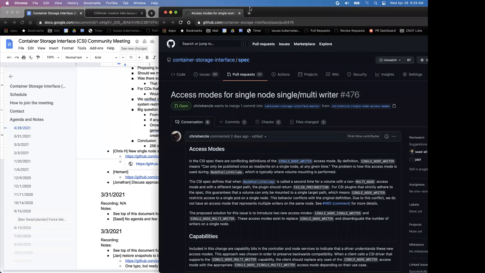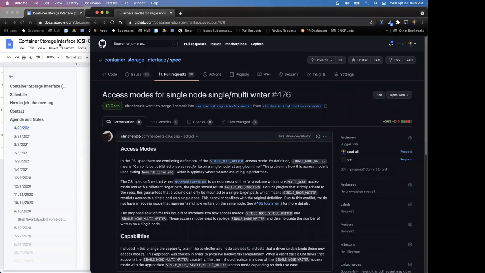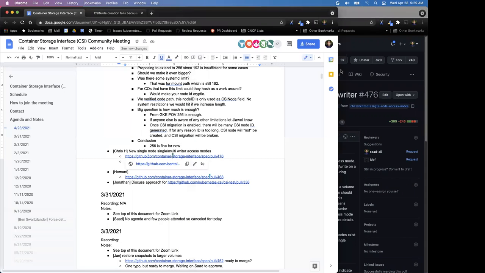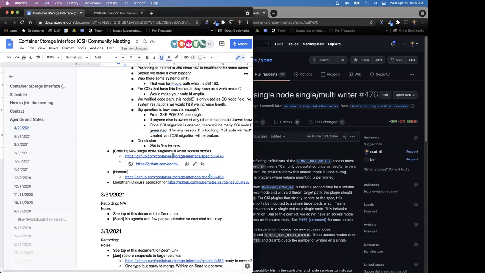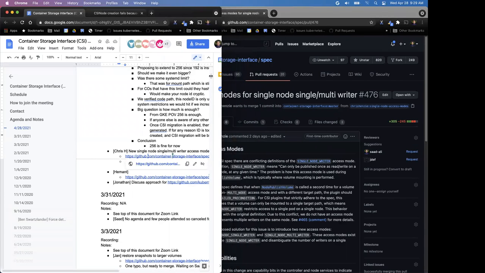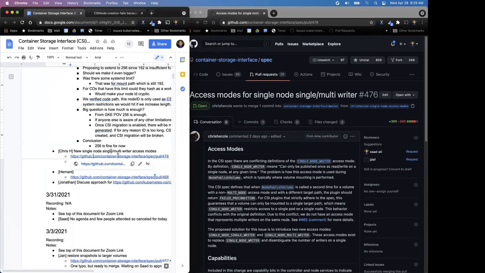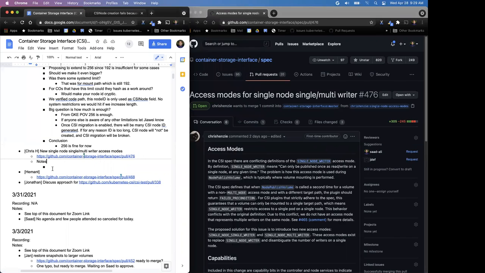So currently in the CSI spec, just for some background, we have a single node writer access mode. By definition, this access mode means that it can only be published once as read-write on a single node at any given time. But this definition doesn't include any mention of the number of writers. So it could be assumed to be multiple writers.